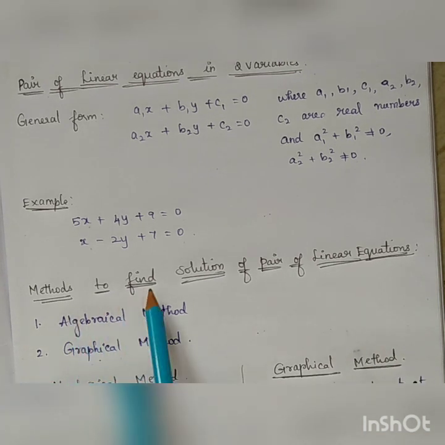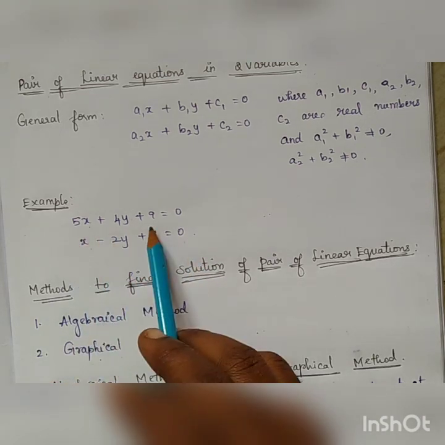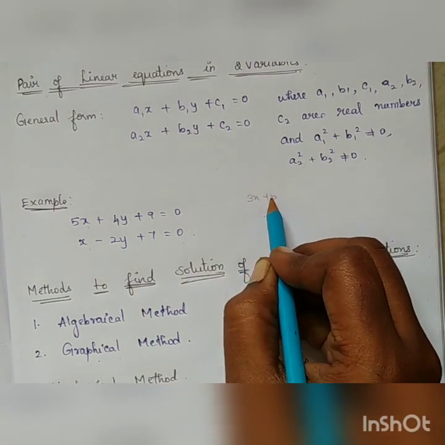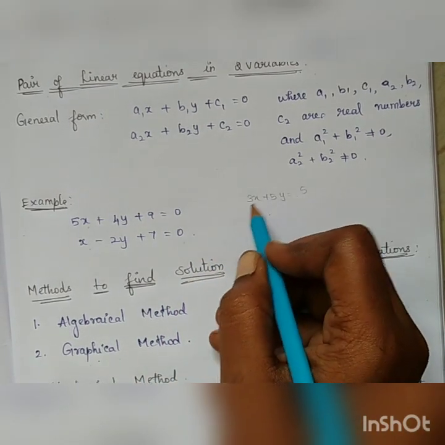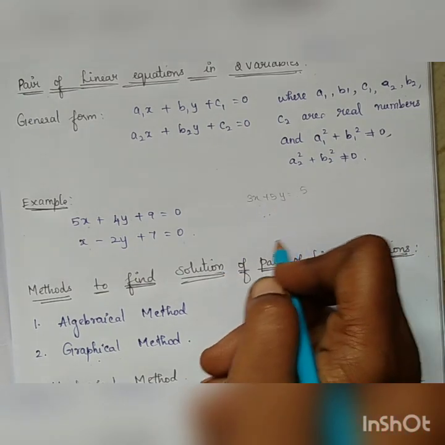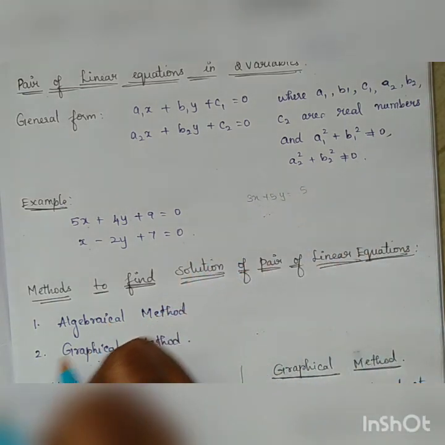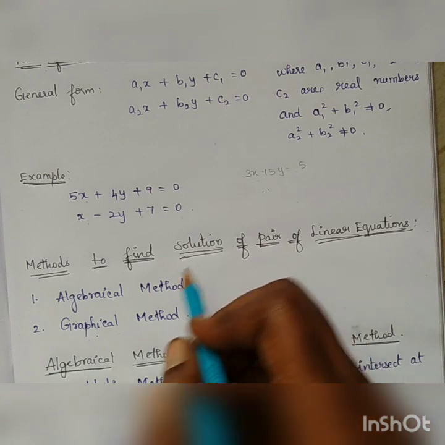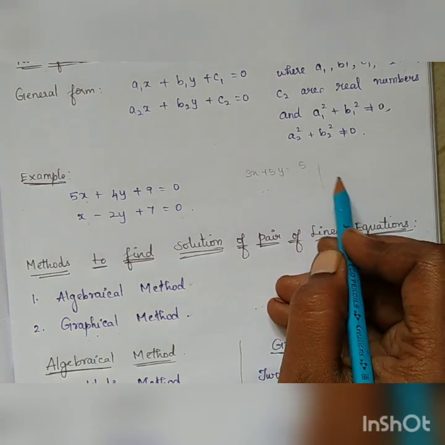The next is the method to find the solution for a pair of linear equations. If a linear equation is given, how will we find the solution here? Suppose 3x plus 5y equal to 5. If this is a linear equation in two variables, we will give a value for x and find the value for y. Those values we will record in a tabular column, and those tabular column values we will represent graphically. Same here also, we have a few methods to find the solution. One is the algebraic method and another is the graphical method. See, this way we can find the solution and we can represent it in the graph.